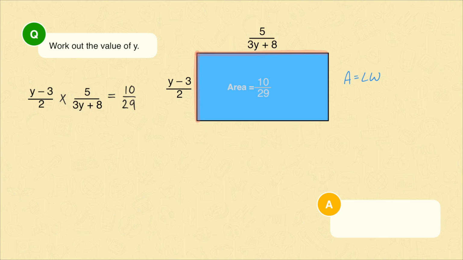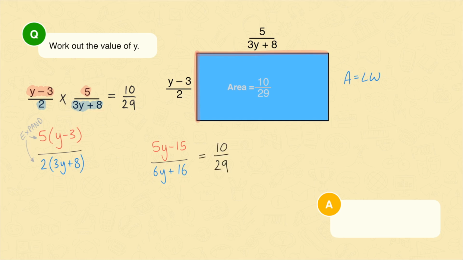When multiplying algebraic fractions, or any fractions, we simply multiply the numerators and the denominators together. So this can be rewritten as 5 brackets y minus 3 over 2 brackets 3y plus 8. Well, I would like you to expand the numerator and the denominator. Pause the video now. Well done if you got 5y minus 15 as the numerator and 6y plus 16 as the denominator.